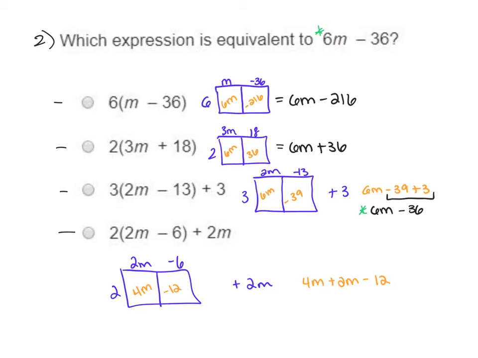So in order to answer this on your paper, go ahead and write down that 6m minus 36 is equivalent to, and then write down the problem that it was equivalent to, this one. Okay, once you got that written down, you can move on to the next question.